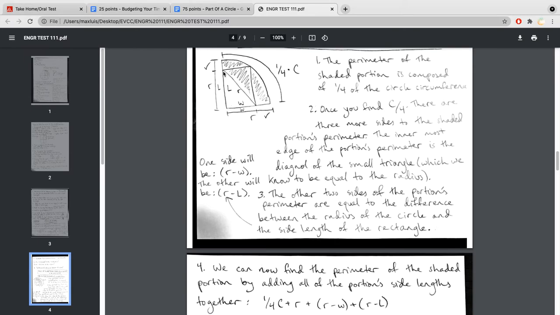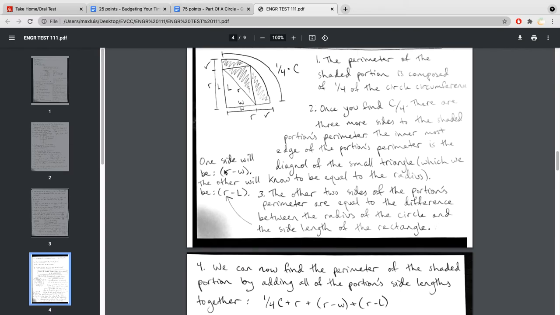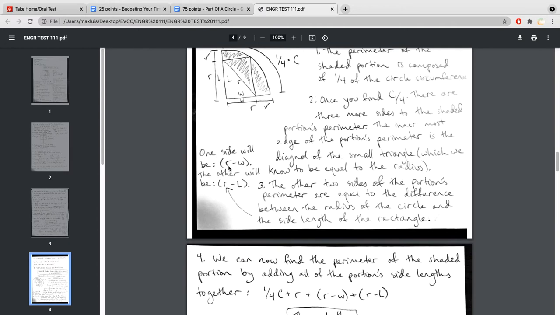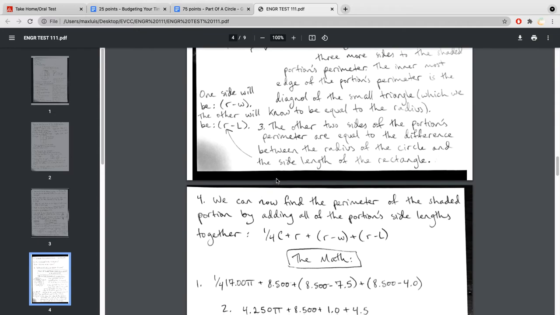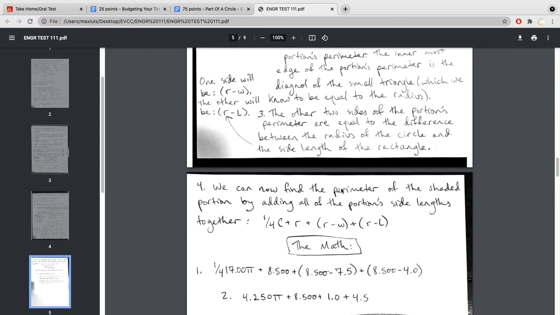And then we'll do the same thing for this side right here. This is the radius. Here's the length of the small rectangle. And if we subtract this length from the radius, we'll get a yielded answer of right here. So one side will be radius minus the width of the small rectangle, and the other will be the radius minus the length of the small rectangle.